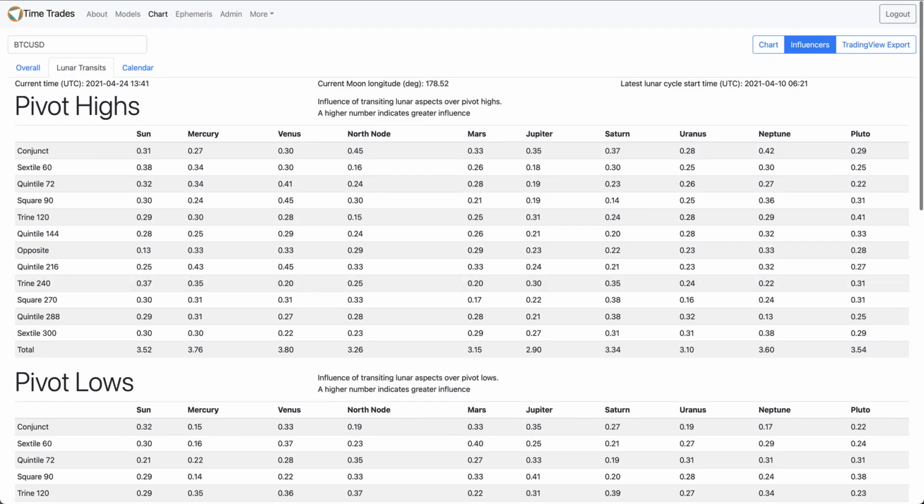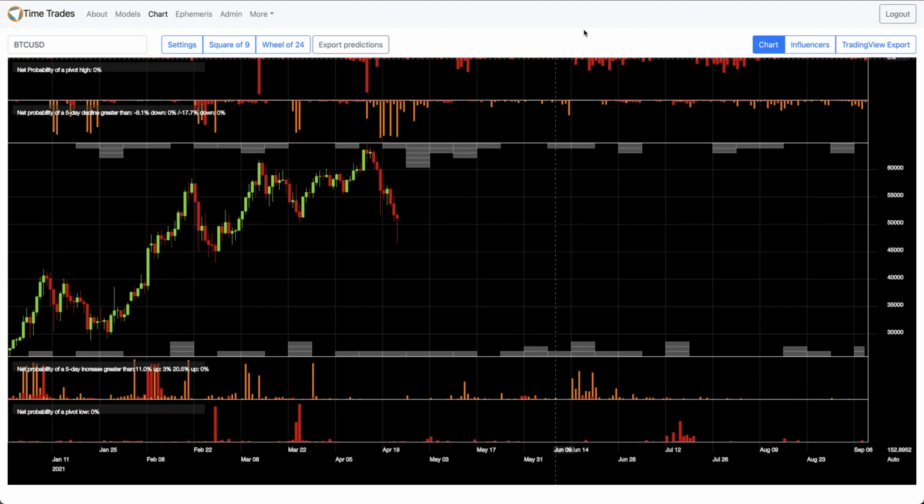All right, so we're going to go back to the chart and we're going to put these on our chart using the Wheel of 24 feature.